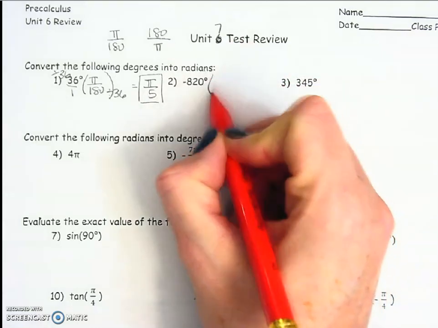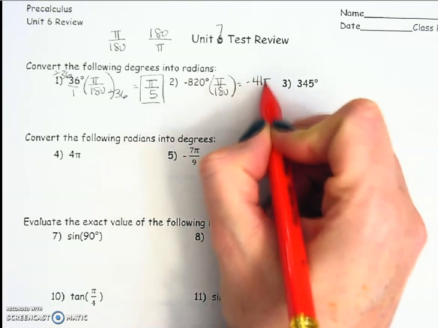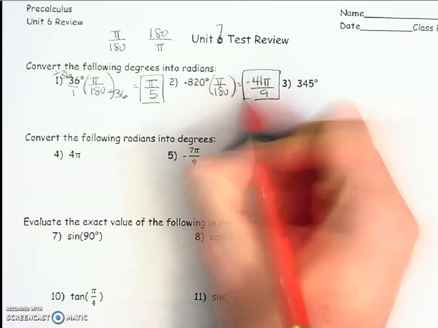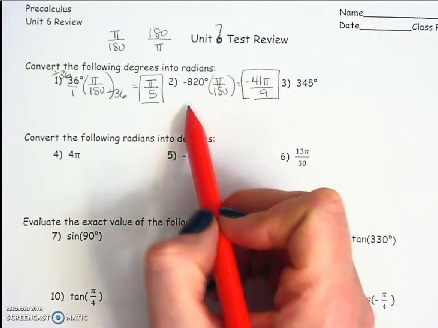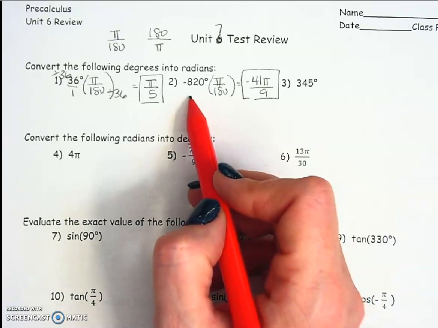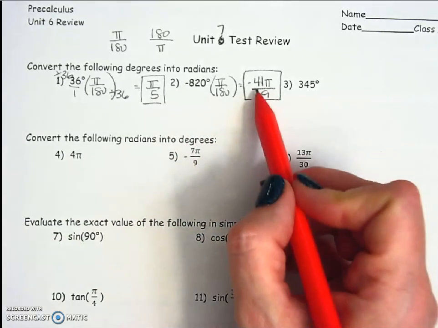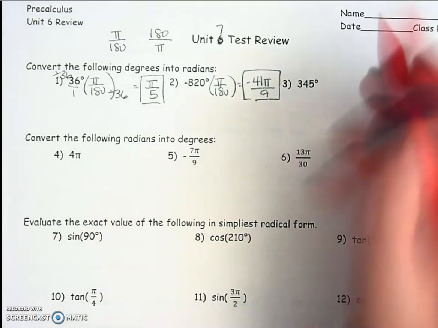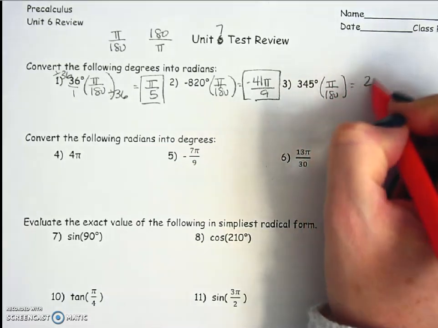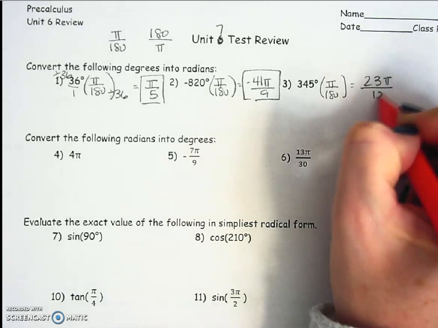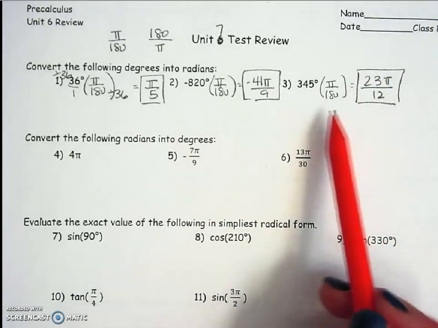Negative 820 times pi over 180 is negative 41 pi over 9. So remember, 820 over 180, just simplify, divide by 2, divide by 4, divide by anything you can think of, divide by 10, just over and over until you get to a place where you can't anymore. And 345 times pi over 180 is 23 pi over 12. And if you look at the key in your Google Classroom, I have my steps for simplifying in a little more detail than I have right here.